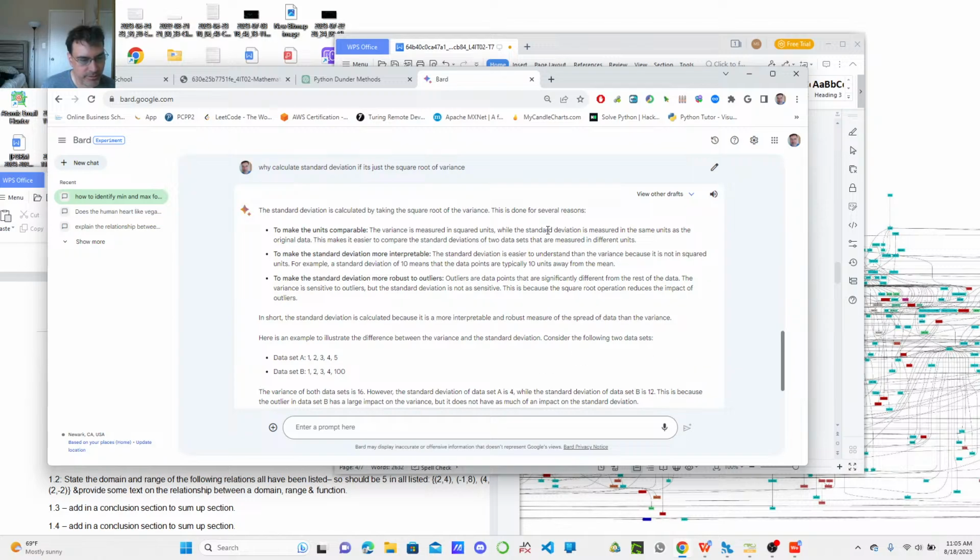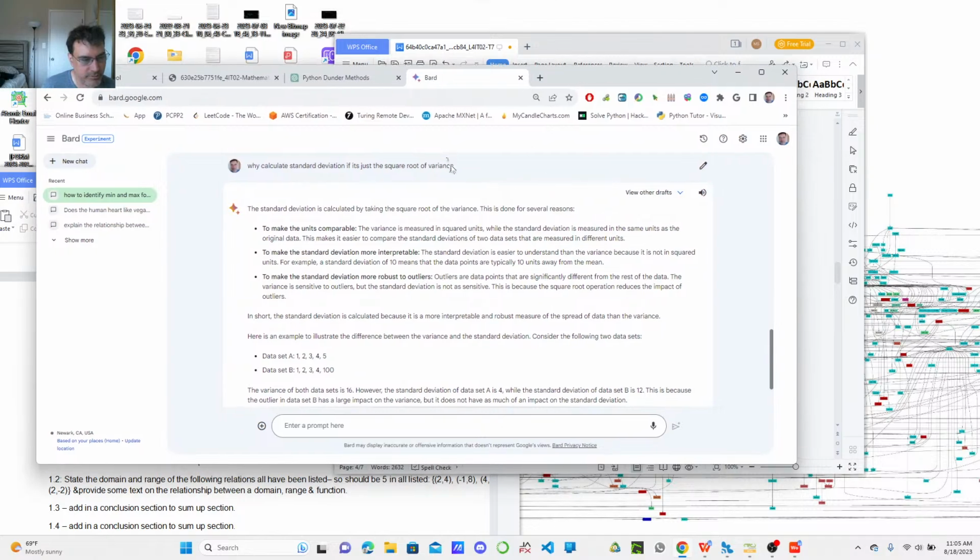So that's the point right here. Standard deviation is used because it's in the same units as the original data. This makes it easier to compare the standard deviations of two data sets that are measured in different units. Standard deviation is also more interpretable, because it's not in squared units. For example, a standard deviation of 10 means that the data points are typically 10 units away from the mean. Which is true.